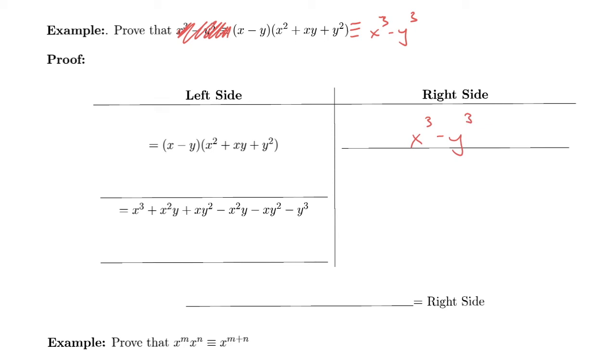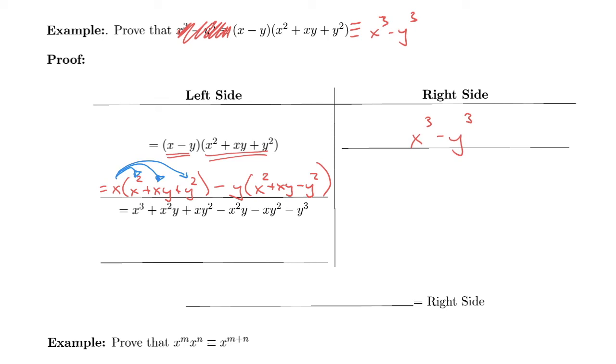Now, the left-hand side is the one that probably requires the most work because I can do some expansion here. What I'm going to do is take these two terms and distribute them to that trinomial. So it's going to be x multiplied by x squared plus xy plus y squared, minus, and then we're going to take that y and multiply it by x squared plus xy plus y squared. Okay, now we're going to distribute the x through the trinomial.